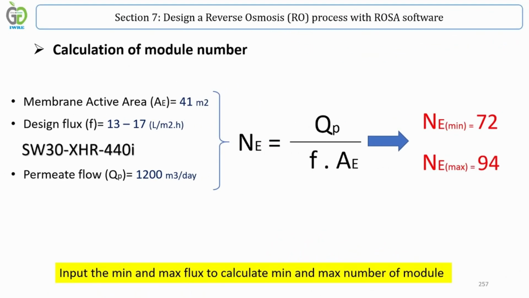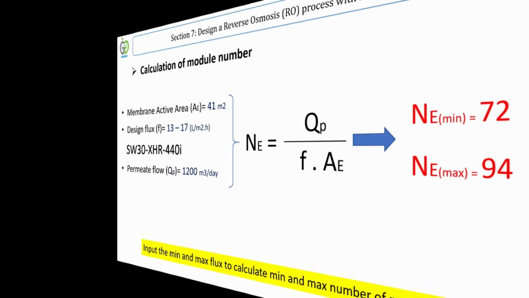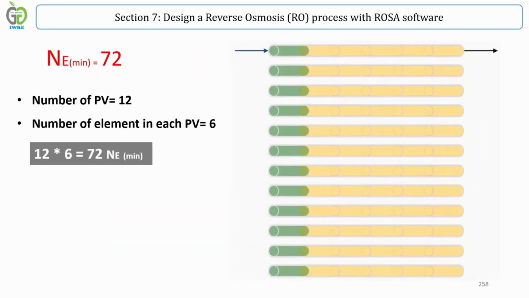Now we have all data for calculation of module number. To calculate the minimum module number, you have to consider 13, and to calculate the maximum module number, you have to consider 17 for F. In this case, the minimum module number is 72 and maximum is 94. To reduce the cost, at first you have to work with the minimum module number, that in our case is 72. If you consider 6 elements for each pressure vessel, the number of pressure vessels can be 12.